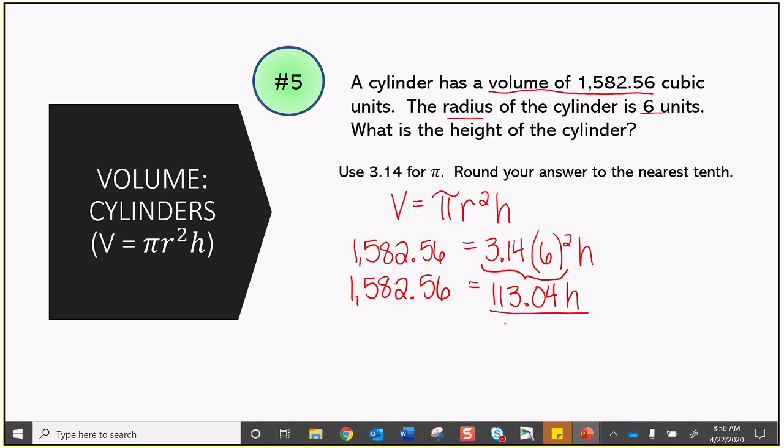Now we're going to divide both sides by this decimal, 113.04. Remember, that's the opposite of multiplying. I'm trying to cancel that multiplication, so I do that through division. Now in my calculator, 1,582.56 divided by 113.04, and I get an answer of exactly 14. Back to the problem, we see that the units we were given were units, so we're just going to write 14 units.